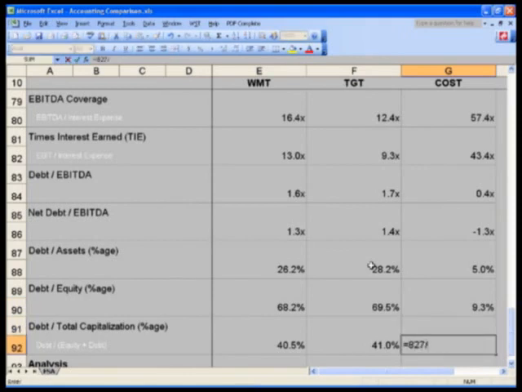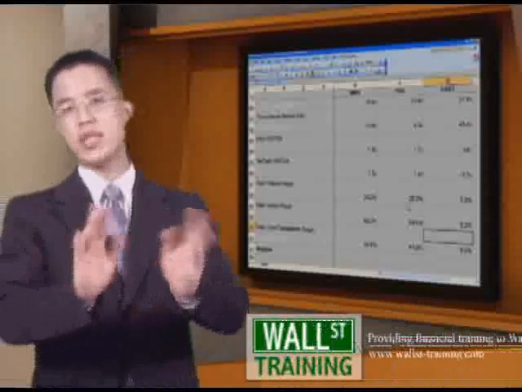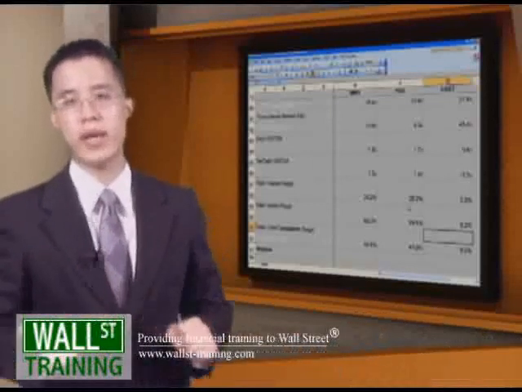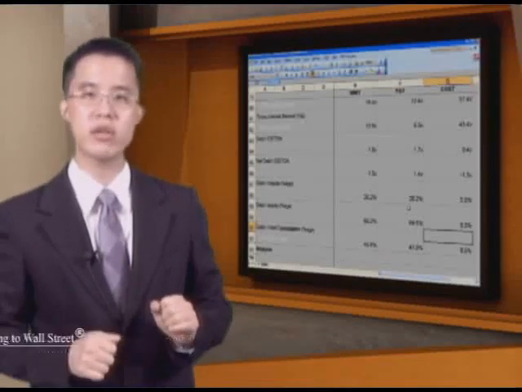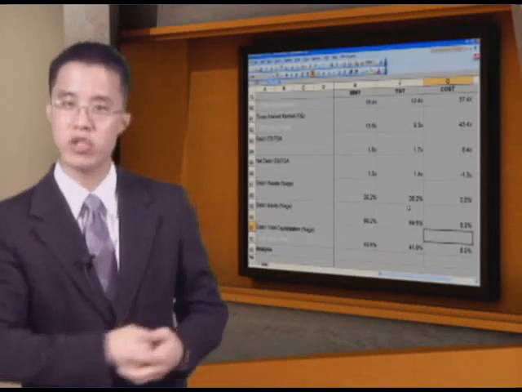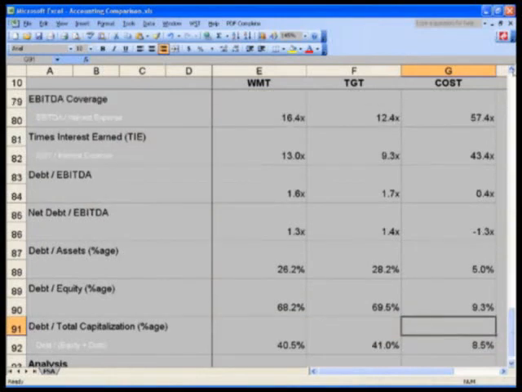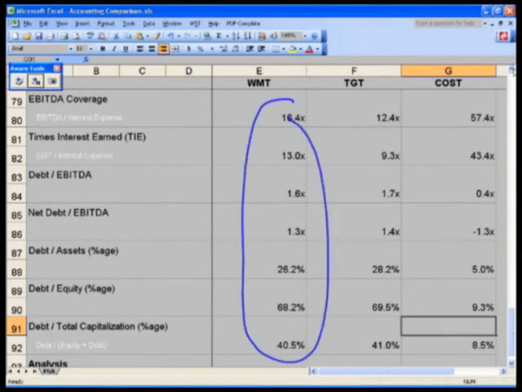Debt to assets equals, what's my total debt? 827 divided by 16,514 for debt to assets, 5%. Debt to equity equals my debt number of 827 once again divided by my equity base of 8,881, 9.3%, very much lower than our other two guys. Debt to total cap equals my 827 divided by that 827 again plus my equity base of 8,881, and that will get you 8.5%.